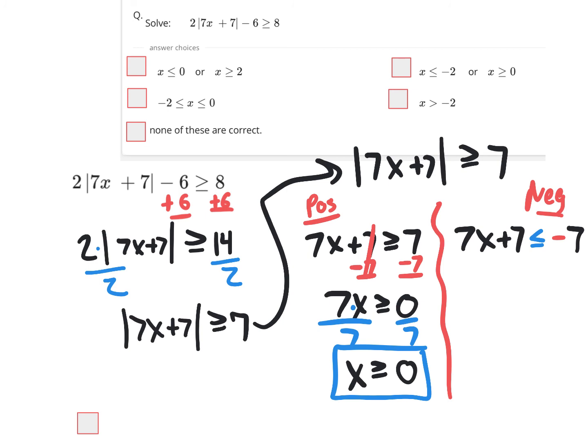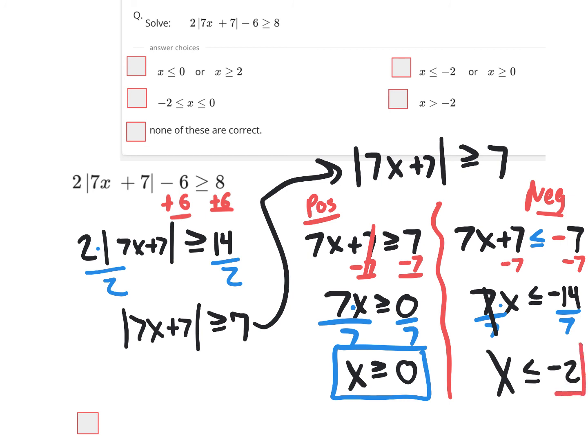Let's go to the other and solve it. We are also going to subtract 7, but now we're going to have 7x is less than or equal to -14. And now my final step would be to divide by 7. Again, the inequality does not flip. This cancels out. X is less than or equal to -2. So we have another answer here.